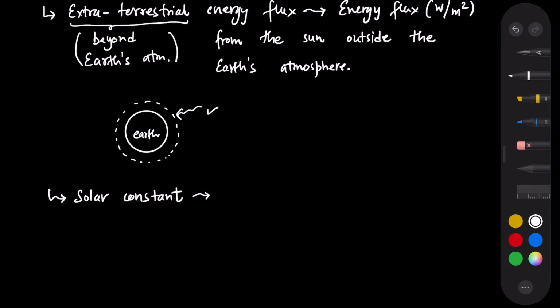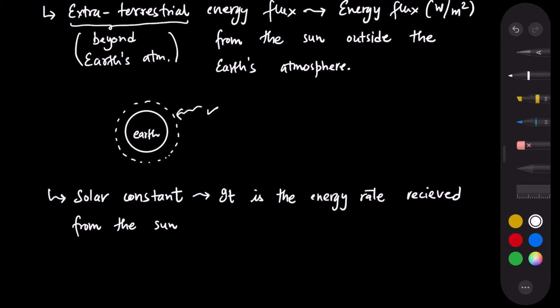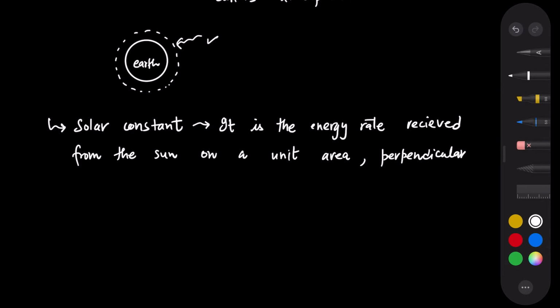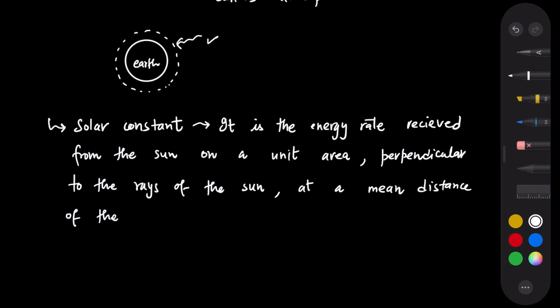So, let me first write it. It is the energy rate received from the sun on a unit area perpendicular to the rays of the sun at a mean distance of the Earth from the sun.